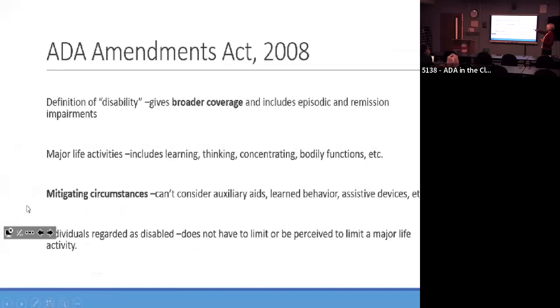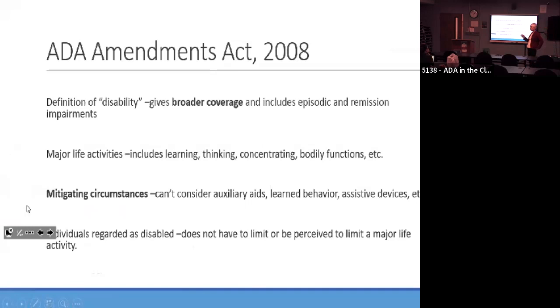Mitigating circumstances. So no longer can we consider mitigating circumstances. So if I have ADHD and I've learned coping skills to help me manage it by using calendars and different things, I'm still qualified even though I have good coping skills.